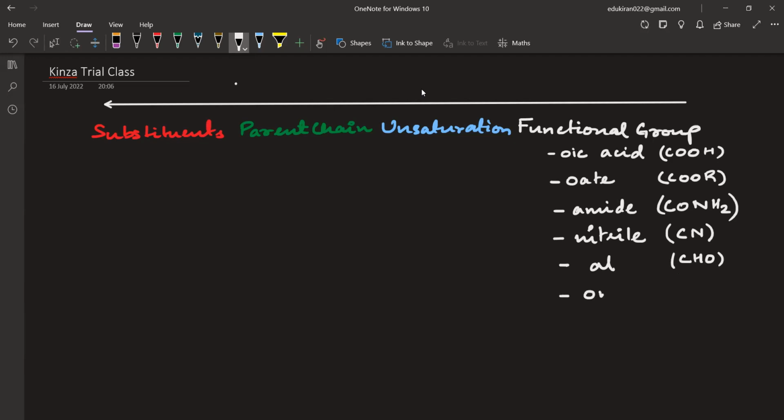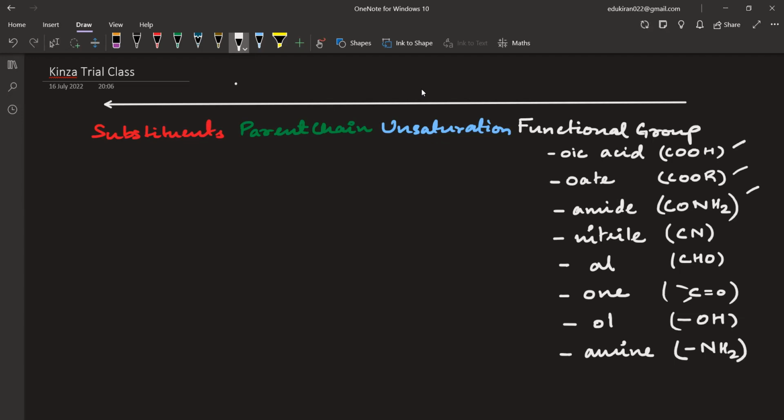Next is one, which tells you about ketone. You have C double bond O, with some carbon atom there and some carbon atom here. So this is ketone. Then you have alcohol, which is represented by ol, and the functional group is OH. It will be attached to any carbon atom, followed by amine. Amine is NH2. Now, if none of these, neither COOH, CO, CONH2, CN, CHO, nor NH2 is present, then you will write this as e.